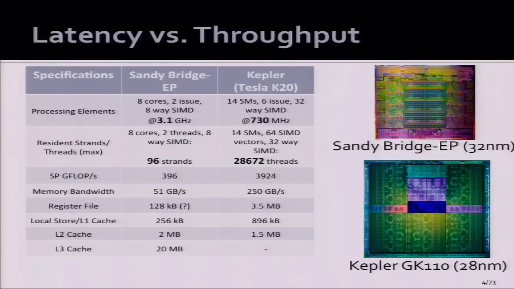On this throughput-optimized processor, we see actually the opposite. So the register file in aggregate is 3.5 megabytes. The local store / L1 cache is about 896 kilobytes, and the L2 cache is about 1.5 megabytes. So it's kind of like an inverted pyramid. And the reason why the register file is so large on this throughput machine is to support all 30,000 of those contexts in flight at any given time.